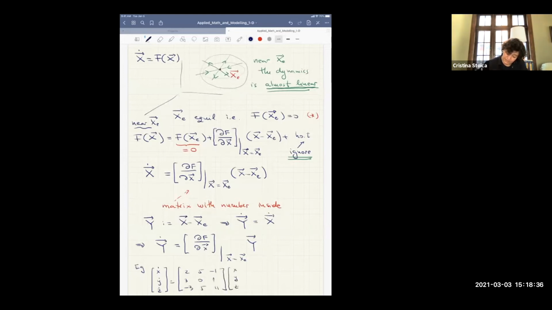0, 1, -3, 5, 11, okay? X, Y, Z. In other words, this is a linear system. And guess what? We know how to solve linear systems, right? I mean, the second ODE course is supposed to do this in your program. Okay, this is good news. You're going to ask me, so what, now I'm going to solve the linear system to see what's going on? Well, not really. We're going to look at the eigenvalues of this matrix, okay?